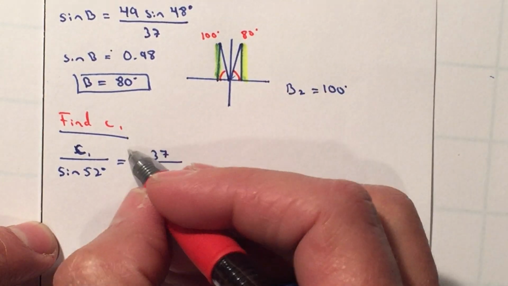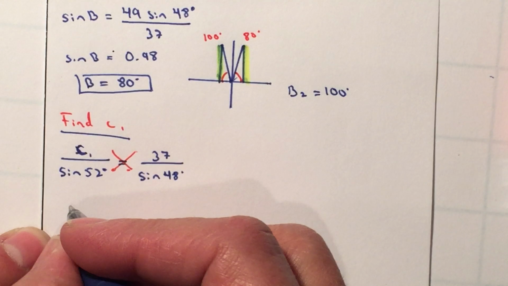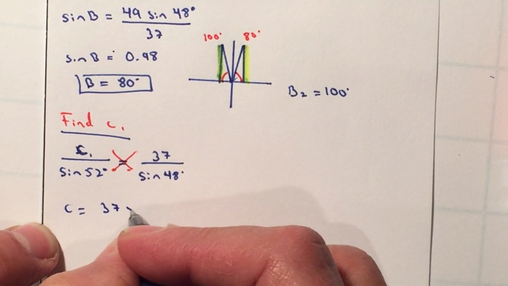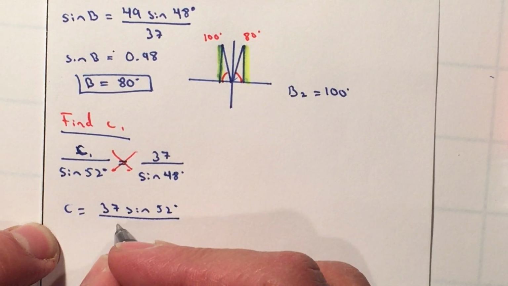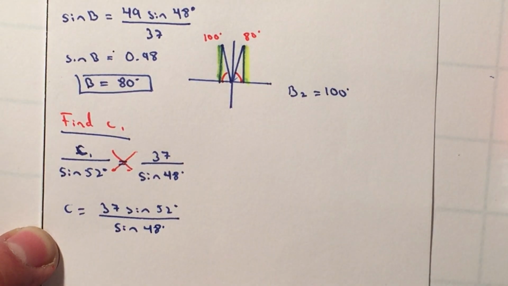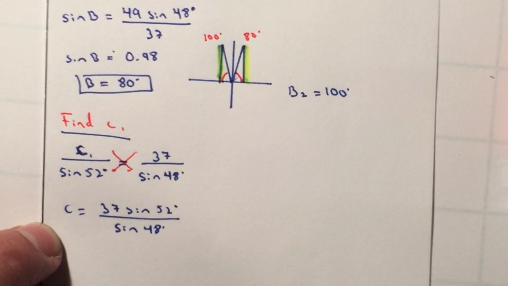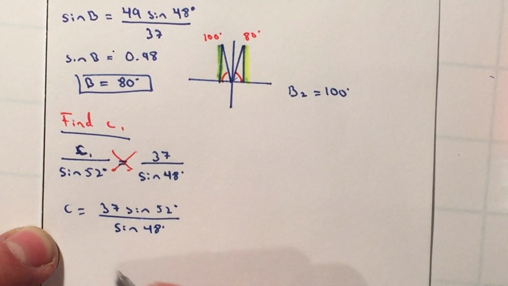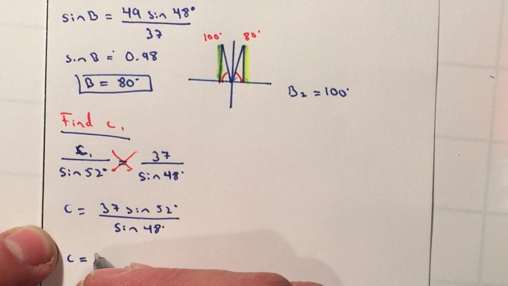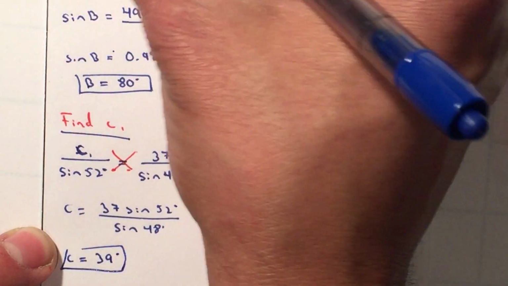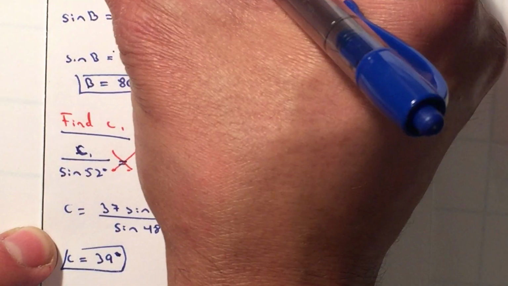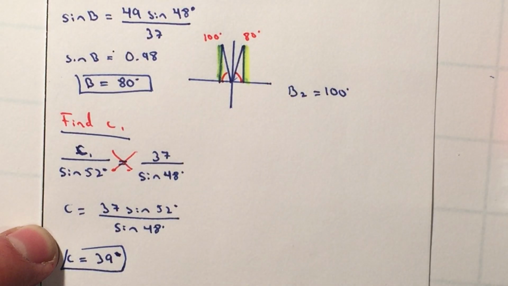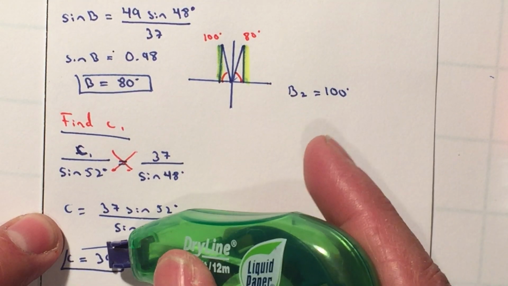So from here, I'm going to cross multiply. So therefore, c is equal to 37 times the sine of 52 degrees, over the sine of 48 degrees. I'm going to type everything into my calculator at once. And that gives me 39. I'm just going to round it up to a whole number, 39. This is not 39 degrees, just 39 units. This is not an angle, so it should not be degrees.